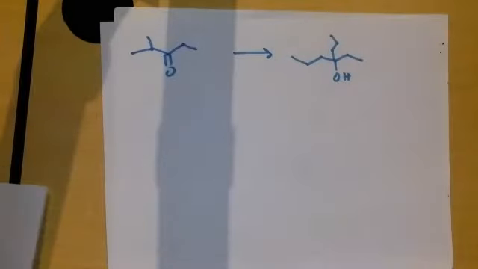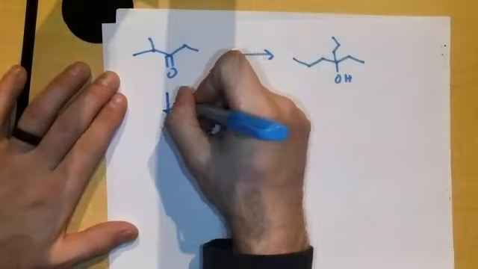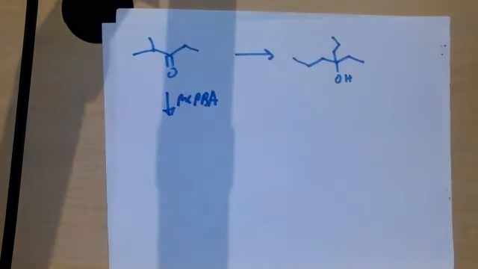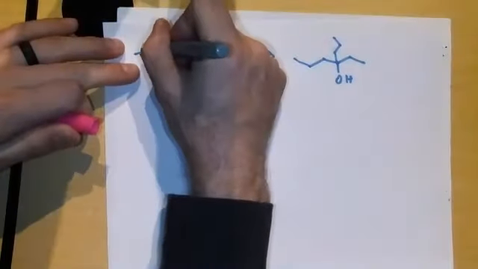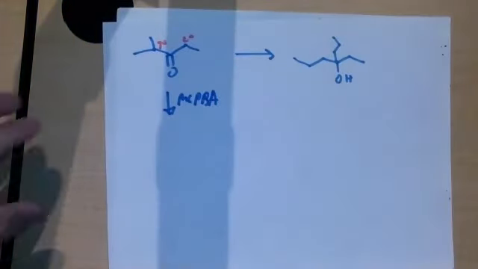All right, for this first one here, you throw in an mCPBA. You're going to be able to insert an oxygen. We've got two different positions, a tertiary and a primary. It's going to go between the tertiary, or tertiary and secondary, sorry.